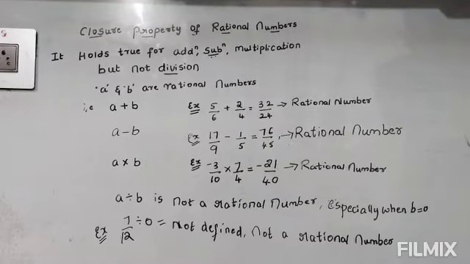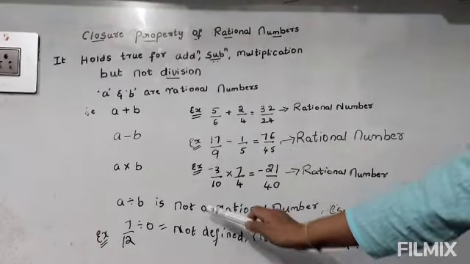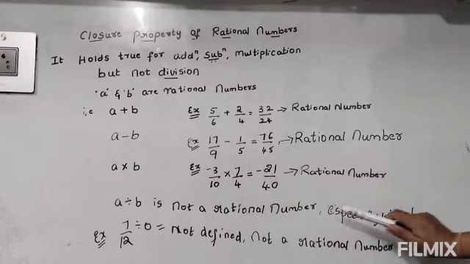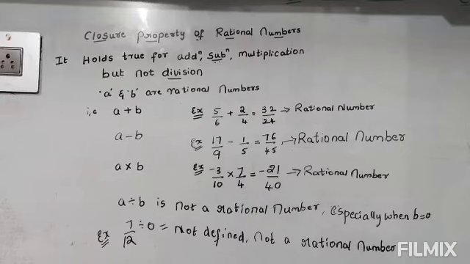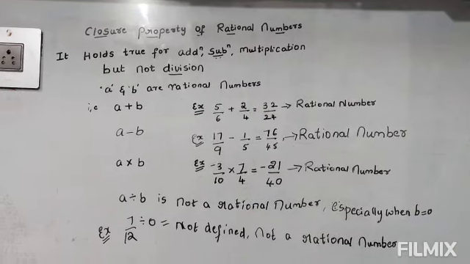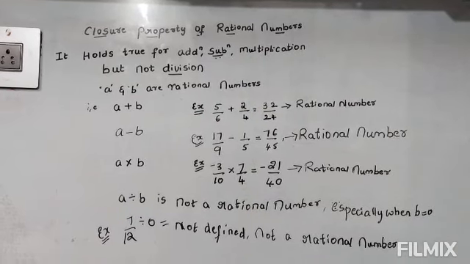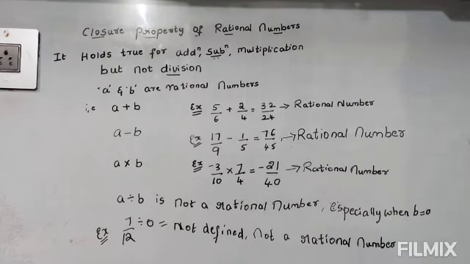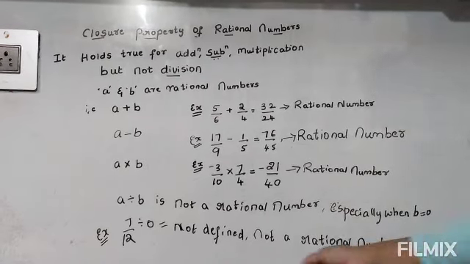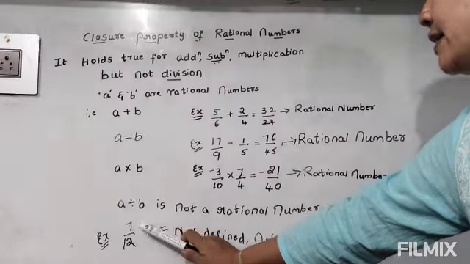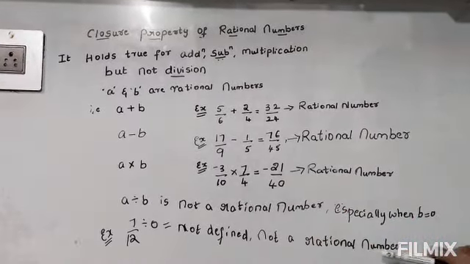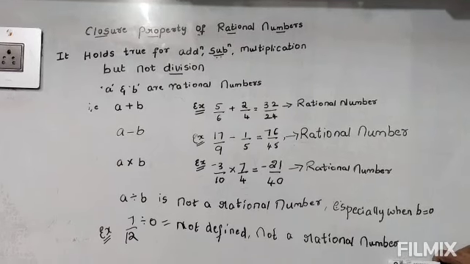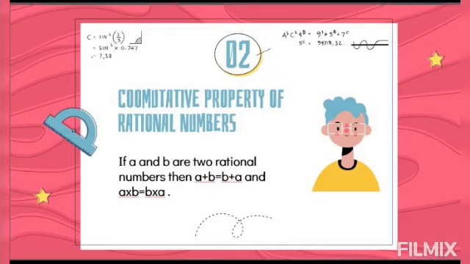Why not division? A divided by B is not a rational number, especially when B is equal to 0. When you put B equal to 0, you will not get a rational number. For example, 7 by 12 divided by 0 is not at all defined and it is not a rational number. Okay.